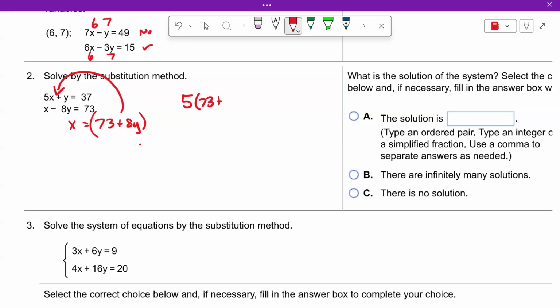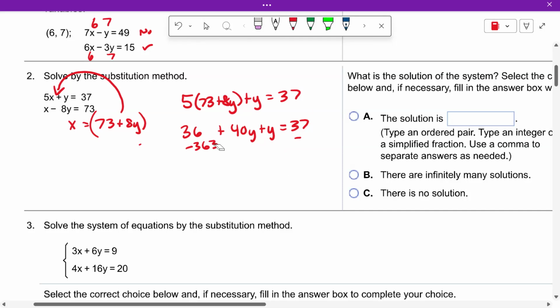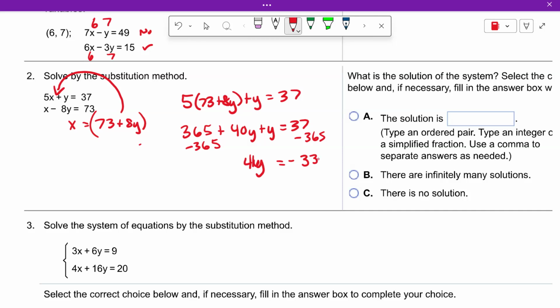So 5 times 73 plus 8y plus y equals 37. 5 times 73 is 363 plus 40y plus y equals 37. Subtract 363 from each side. Oh, it's not 363, it's 365, right? Subtract 365 from each side. So 41y equals a negative 328. That makes sense. Divide by 41. So y equals a negative 7.